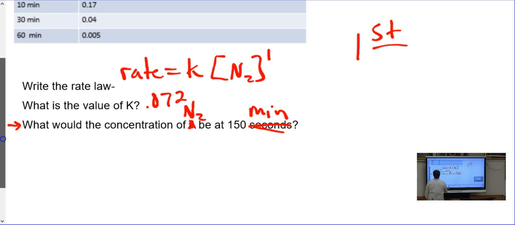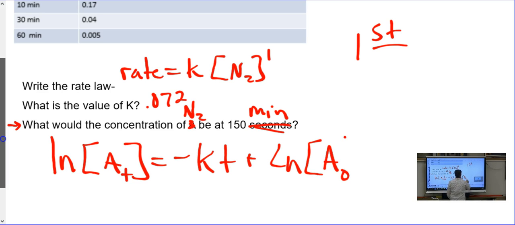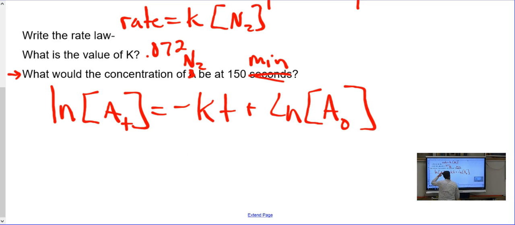So since this is first order, we know that it follows the first order integrated rate law, which says the ln of A at some time t is equal to negative kt plus the ln of A naught. Let me double check that real fast so I don't have this wrong. Negative kt plus ln of A naught. All right, so I have that ready to go. All right, so kind of got interrupted. Hopefully we're good. We're solving for this value.